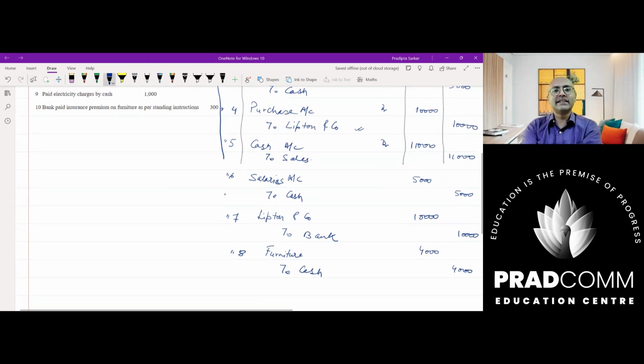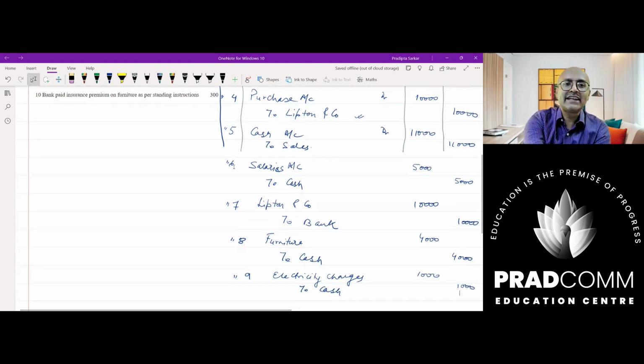Paid electricity charges by cash. Same, electricity charges account debit to cash. 1,000, 1,000, and the last entry, bank paid insurance premium on furniture as per standing instruction.